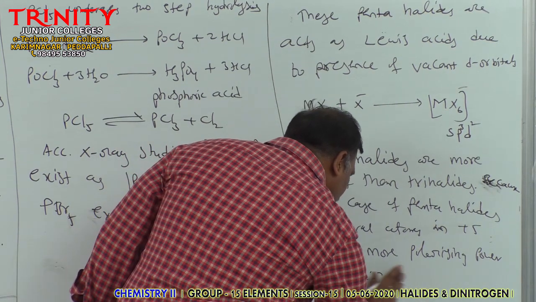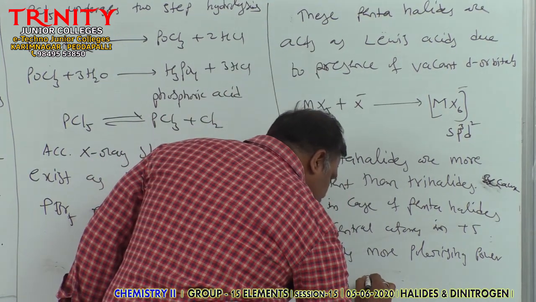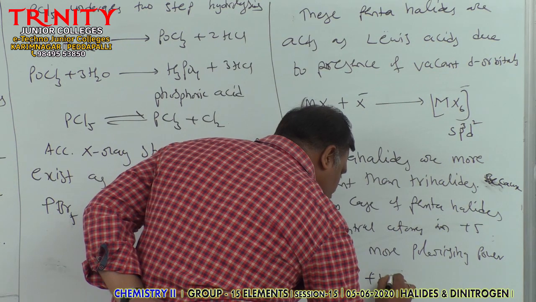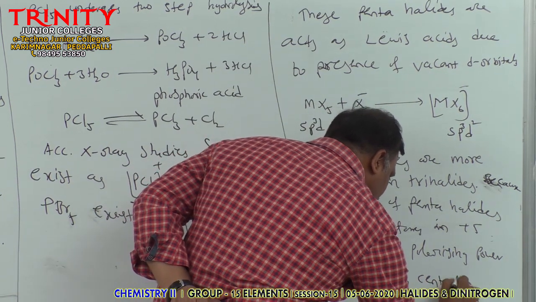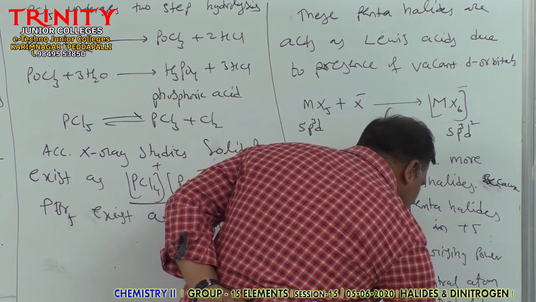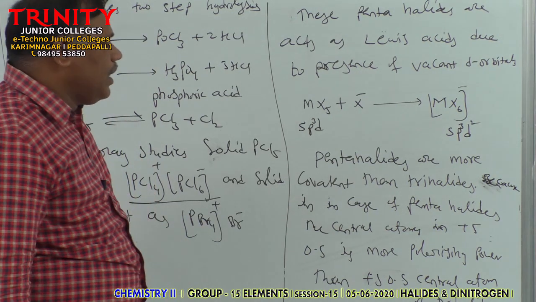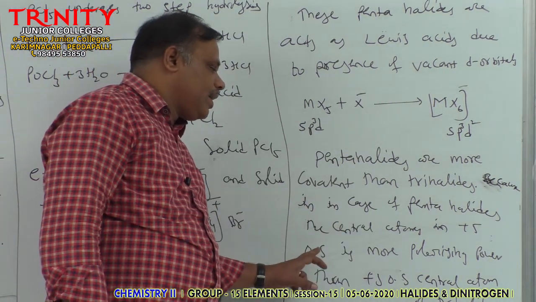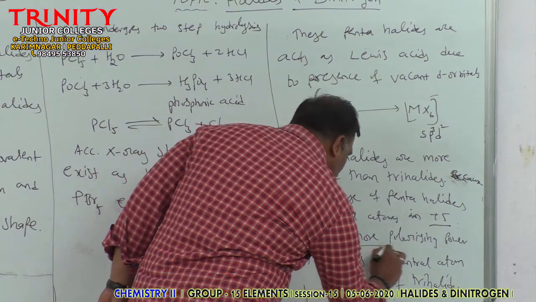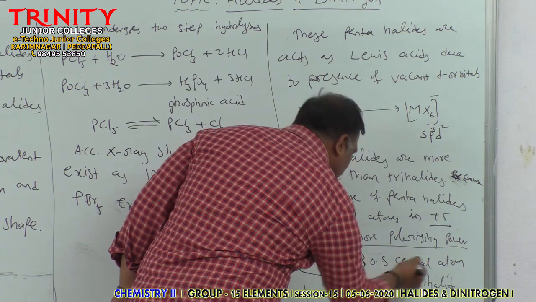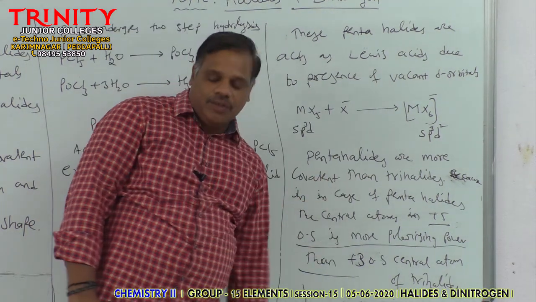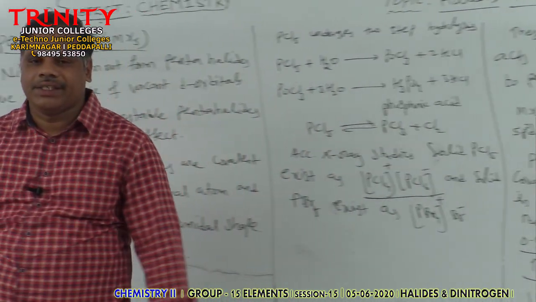Then the central atom in +3 oxidation state of trihalides has less. Pentahalides are more covalent than trihalides because in pentahalides the central atom in +5 oxidation state has more polarizing power than the +3 oxidation state central atom of trihalides. So that is about trihalides and pentahalides.